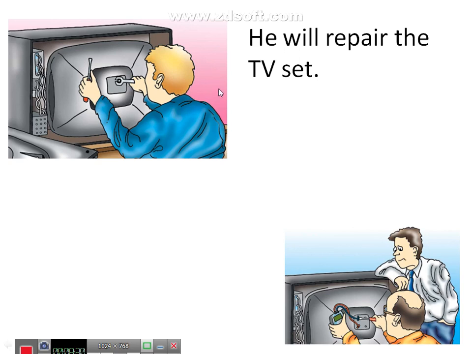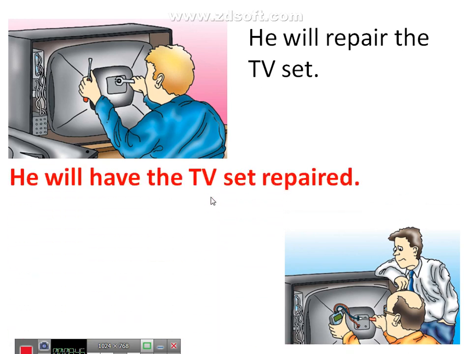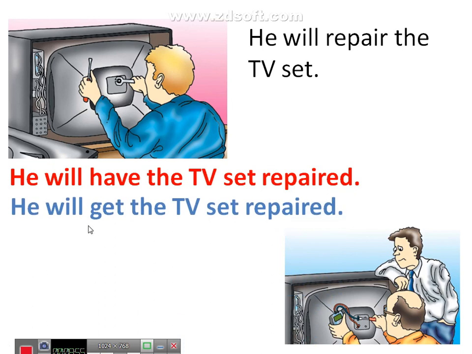Look at this picture. In the first picture here, he will repair the TV set. In the sentence, the person is doing the action by himself. But if he asked another person, he arranged another person to do that for him, we can say that he will have the TV set repaired in the passive form. That means we can use get. He will get the TV set repaired.